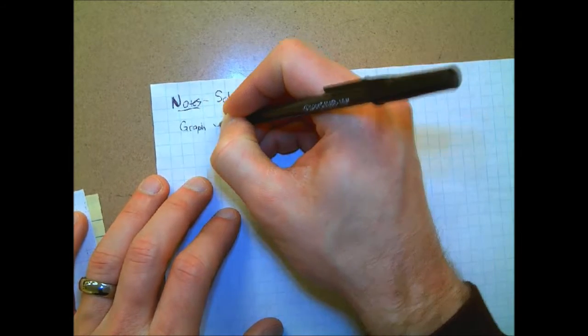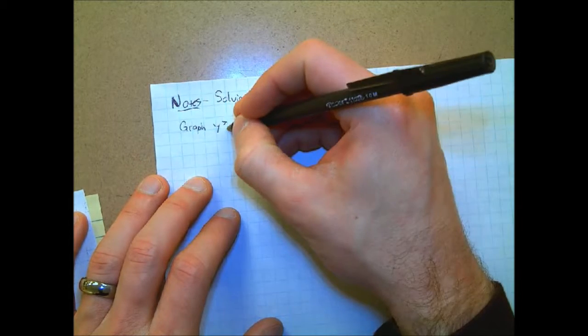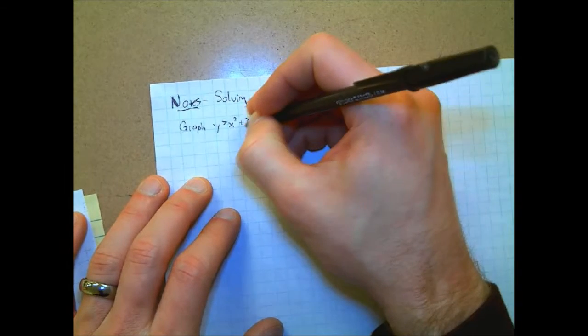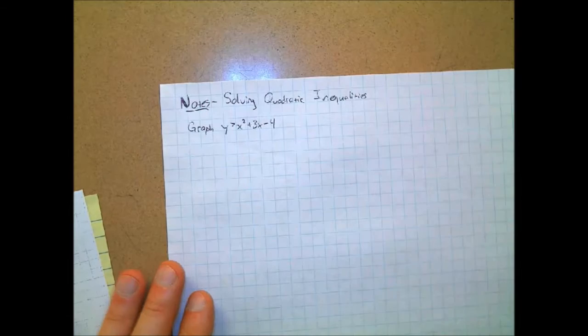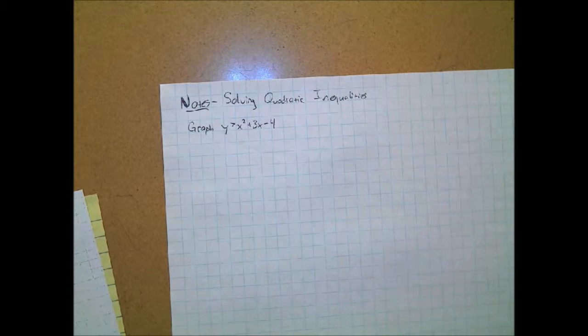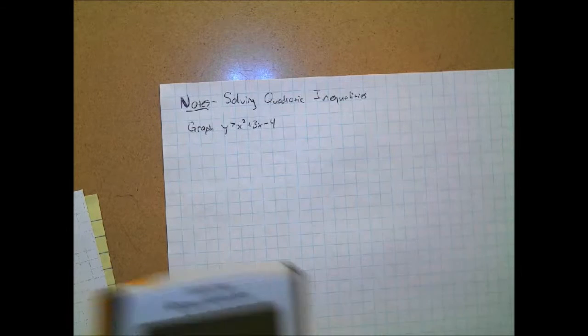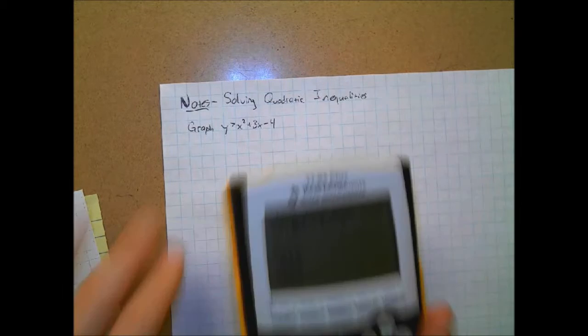So what we're going to do here is graph a quadratic inequality. Our goal is to graph y is greater than x squared plus 3x minus 4. Again, to graph this, you have a couple options. Option 1, you can go to your graphing calculator and just type it in here.